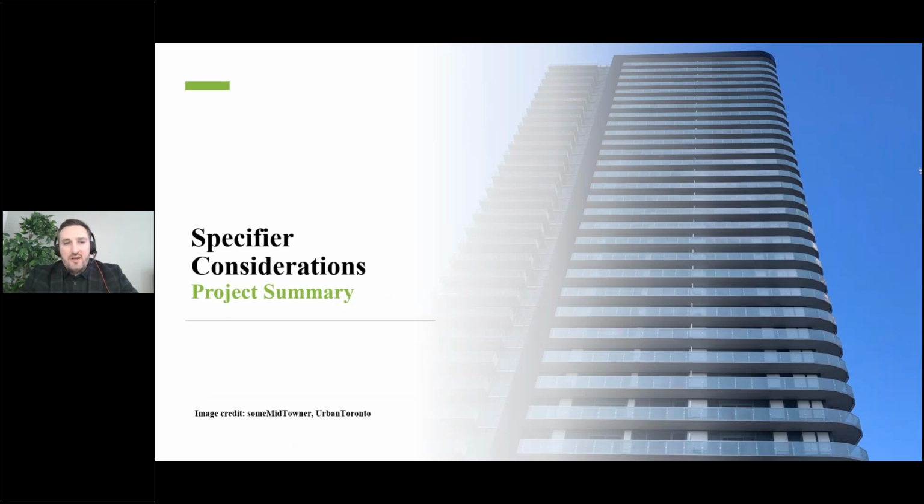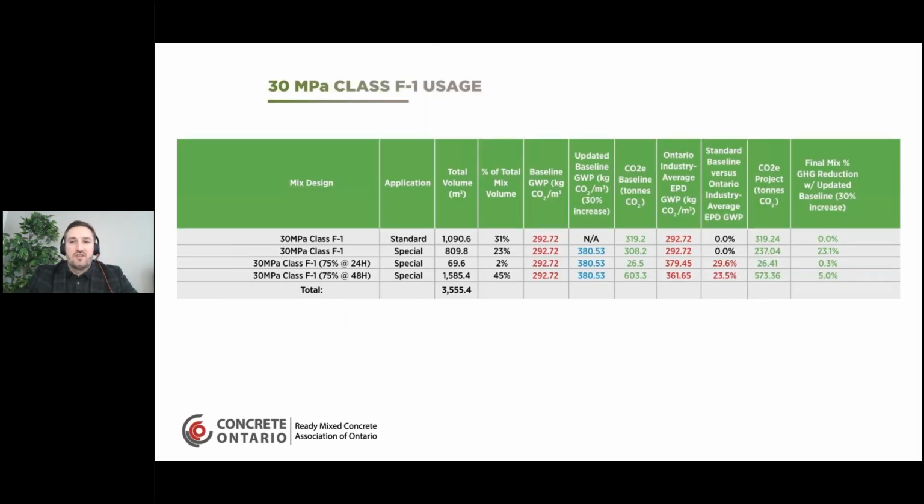And finally, looking at specifier considerations for this project itself, there was a pretty unique type of example. So, 30 MPa class F1 usage example. F1 concrete was used for four different types of applications on this project. First is the standard, which was about 1,000 cubic meters, and that would have obviously used the industry average baseline, the standard one, and the mix that was actually shipped was very similar. So there really wasn't a lot of carbon reduction on this project when it came to the class F1 mix.